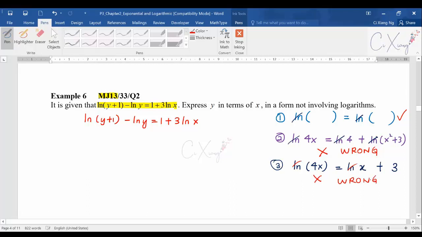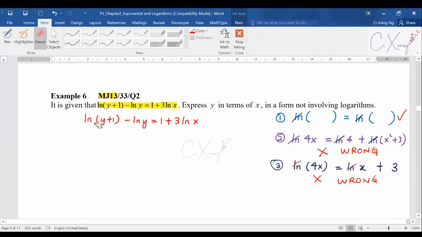So again, as I said, when you want to cancel the ln, the only way is the left hand side has 1 ln with something inside, the right hand side has 1 ln with something inside, and there is no plus or minus at the end outside the ln. Then only you can cancel them. Alright, so now let us come back to our example here.